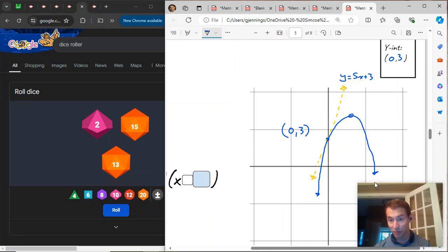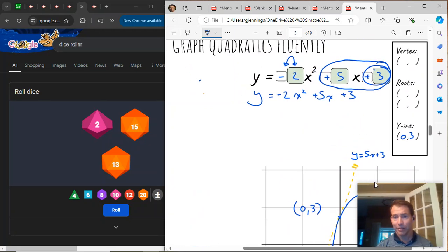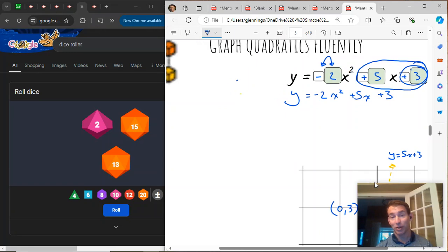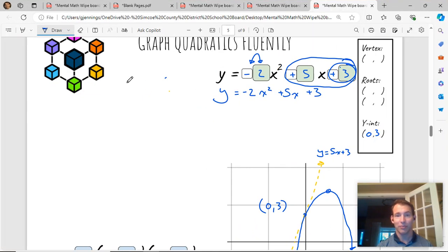Now let's go ahead and find the roots and the vertex using the quadratic formula or factoring. In this case, actually this is a factorable quadratic, but we're going to use the quadratic formula anyway, just to get some practice with that. So let's go. So first step is to be very clear. Our a is -2, our b is 5, and our c is 3. And then we're going to write out our quadratic formula. x is equal to negative b plus or minus the square root of b squared minus 4ac all over 2a.